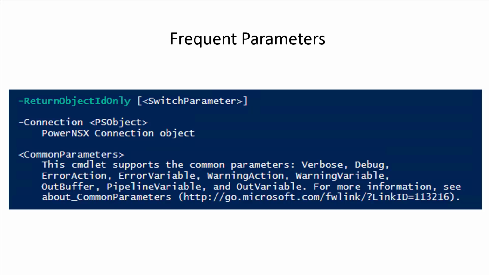The return object ID only parameter returns only the object ID for a given NSX object. The connections parameter contains information on how to connect to the NSX manager and is used when API requests are made. And finally, the common parameters support parameters like verbose, debug, error action, etc., which add additional functionality to the commandlets and assist in troubleshooting.